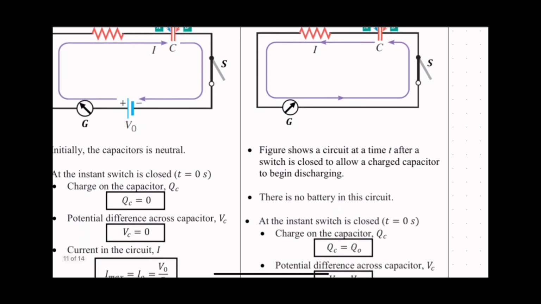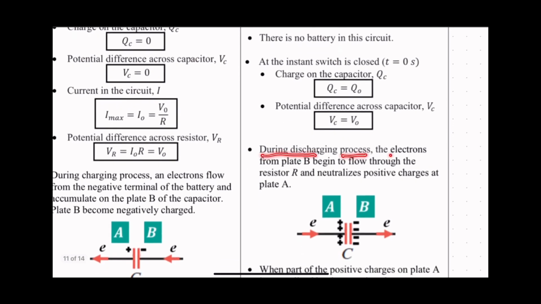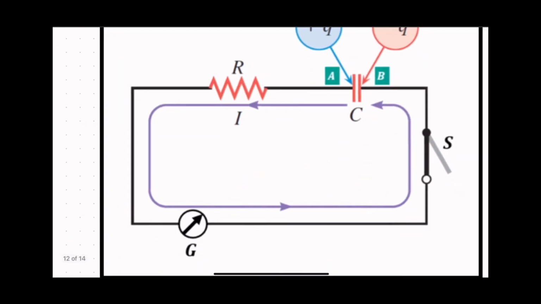Okay, alright. Next, during the discharging process, the electrons from plate B begin to flow through the resistor R and neutralize the positive charge at plate A. Okay, when part of the positive charge on plate A is neutralized by the negative charge or electrons from plate B, the charge on the capacitor is reduced. Okay, so this is the discharging diagram.